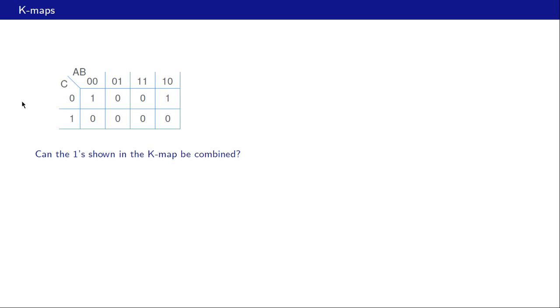Next example, once again we have two ones, one here and one here, and the question is whether these two ones can be combined. Now it seems to us that we cannot draw one rectangle without also including these zeros to contain these two ones that we have. And so the answer seems to be that the ones cannot be combined. But let us redraw this K map by changing the order of the columns in a cyclical fashion and see what we get.